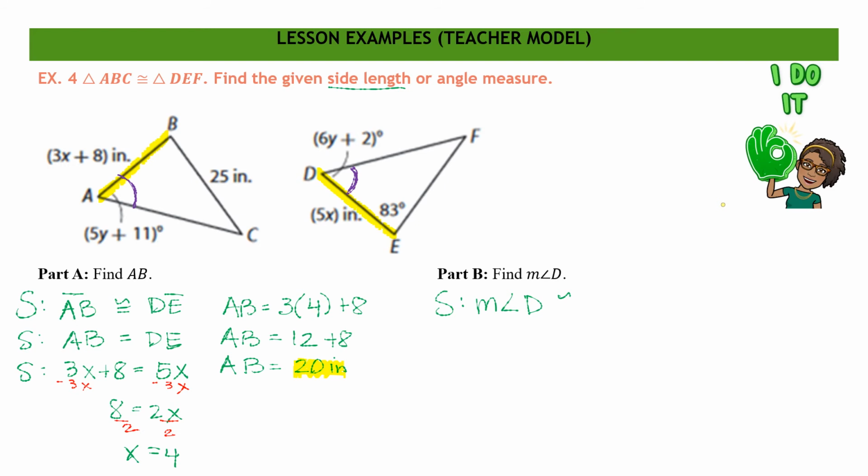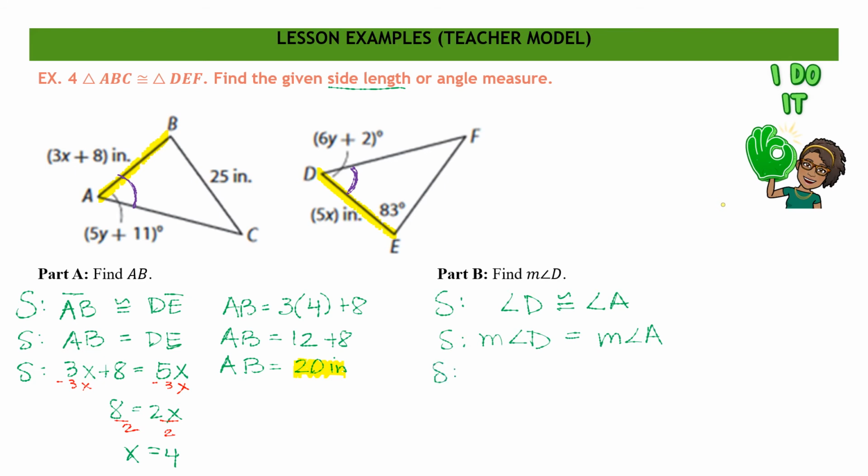well, hold up, ladies and gentlemen. We don't need the measure yet because we're writing a congruency statement. So angle D is congruent to angle A. In the second step, we can write the measure of angle D. We know is equal to the measure of angle A. And now we just substitute and solve.